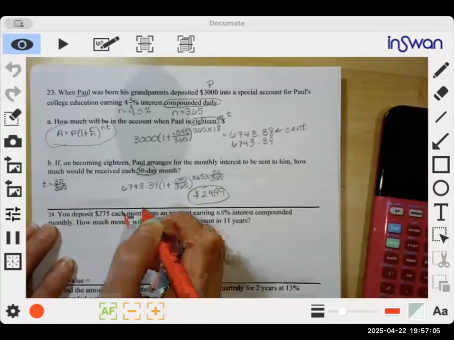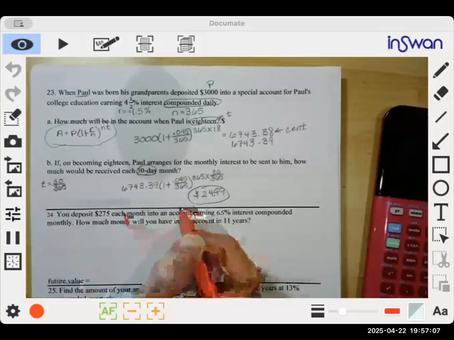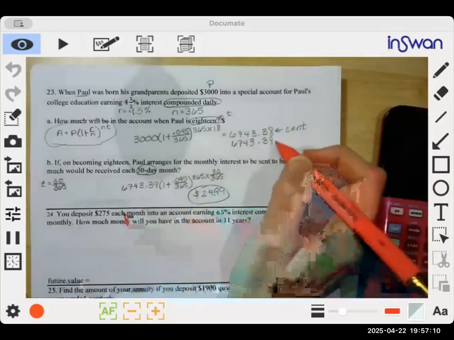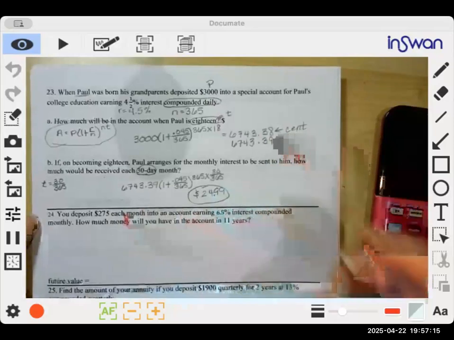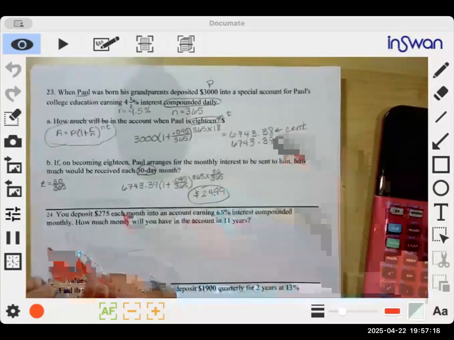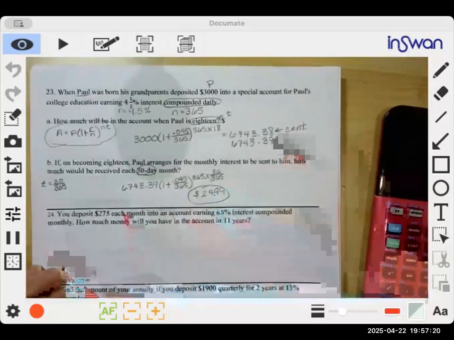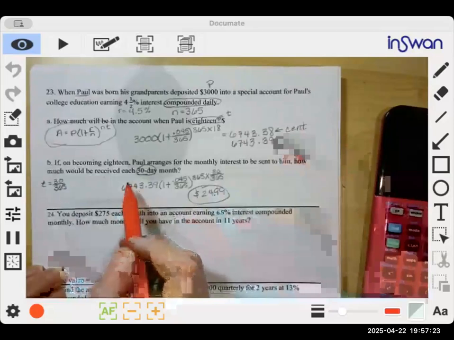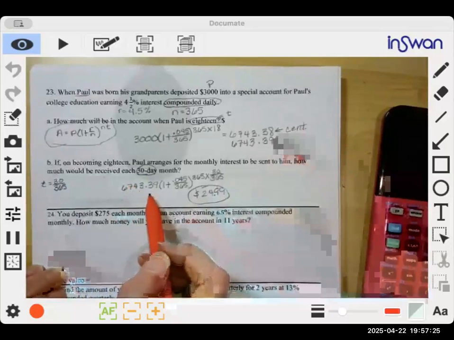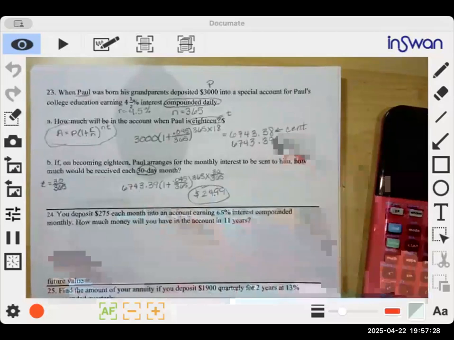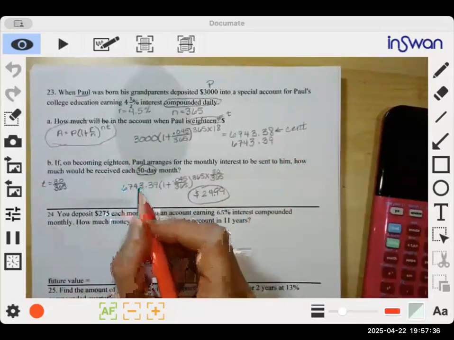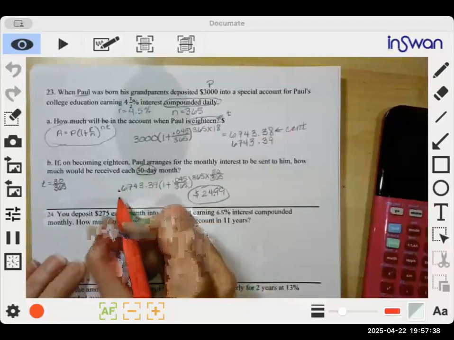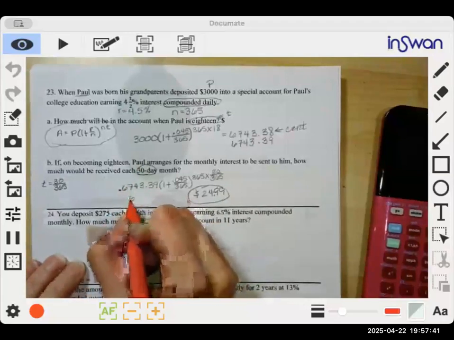Why don't you do the next part and see if you get the right answer on that one? Wait, this was for B though. A I got correct. Okay, so this is for B. This is for the 30-day month instead of how much will be in the account. Try typing it in with a penny more or a penny less. See if that does it for you. Okay.